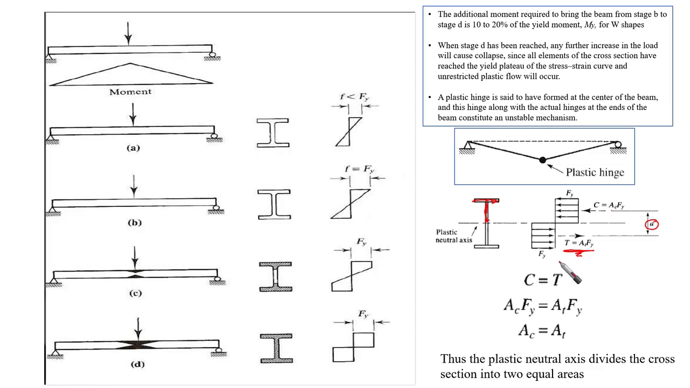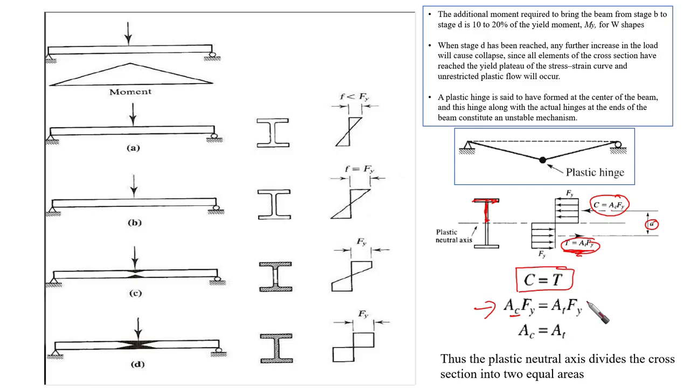From equilibrium, summation of forces in x equal to 0, C must equal T. The tensile force must equal the compression force. So if this is C, it means that the area under compression, which is the upper half, times F yield, equals the area under tension times F yield.